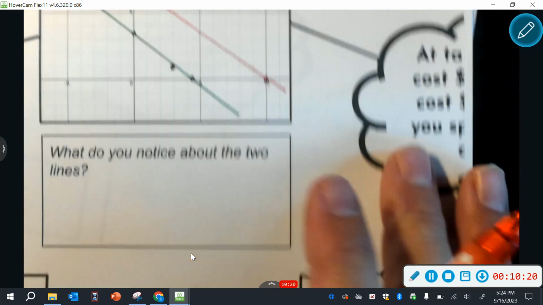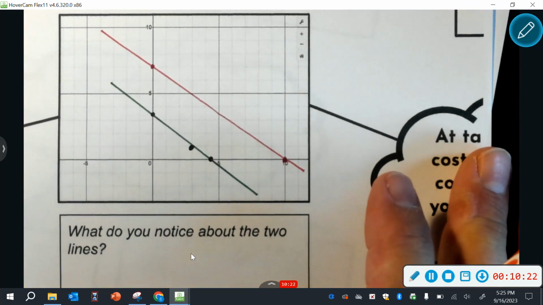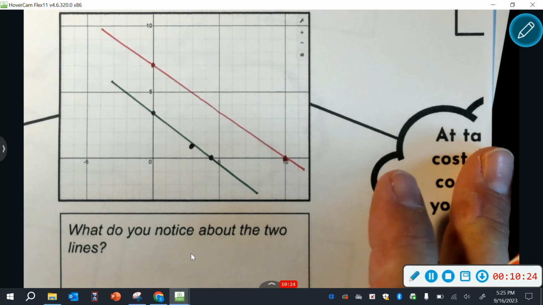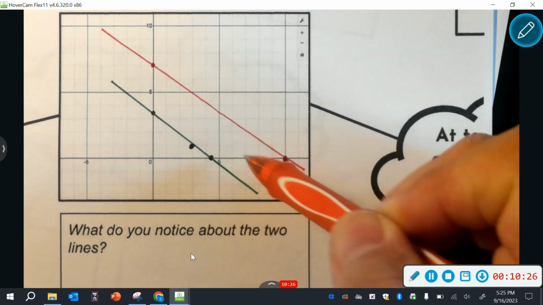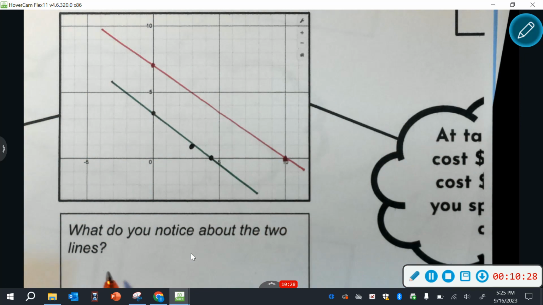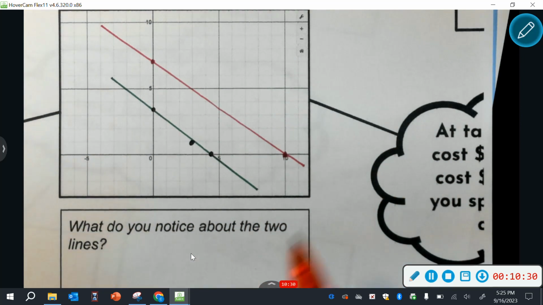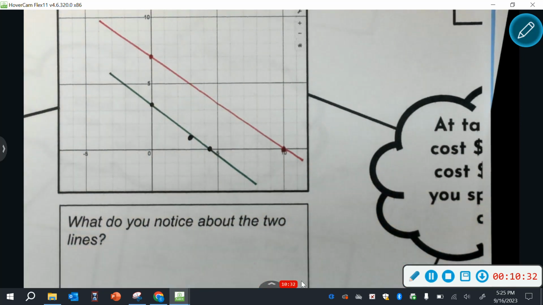Now let's look at the graph in the middle. Okay, we have the graph in the middle. Notice we have these two lines. Write a sentence right here in this box. What do you notice about these two lines?